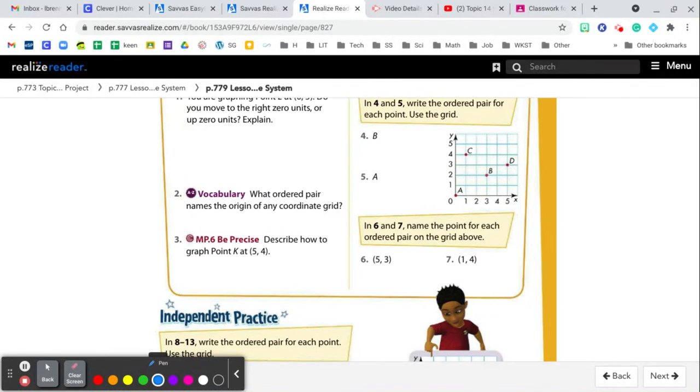And for A, which I just drew all over. So let me get that back up there. So B, we said, the ordered pair was 3, 2. A is on origin. You don't go anywhere. You go over nothing and up nothing. So it's 0, 0. In 6 and 7, name the point for each ordered pair on the grid above. So 5, 3, starting at origin, going over 5. I'm going to go over 5 and up 3. That will give me D. Starting at origin, going over 1 and up 4. That will give me C. There you go. Remember, X before Y.